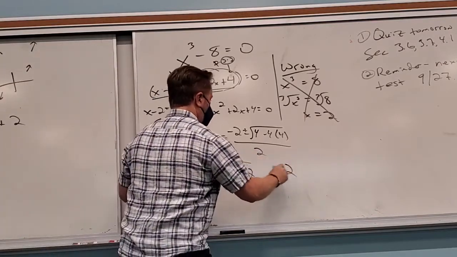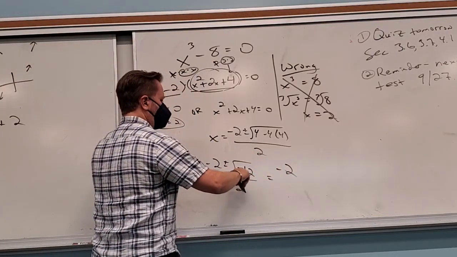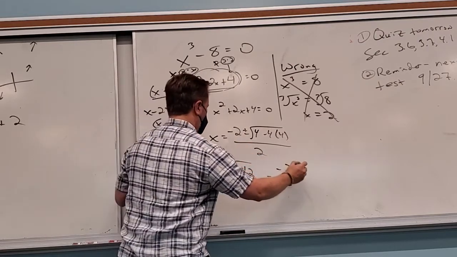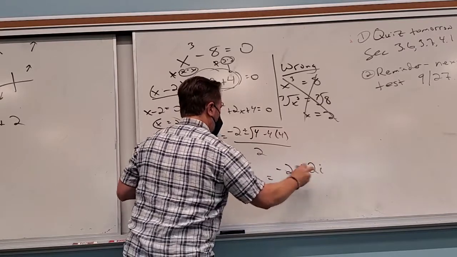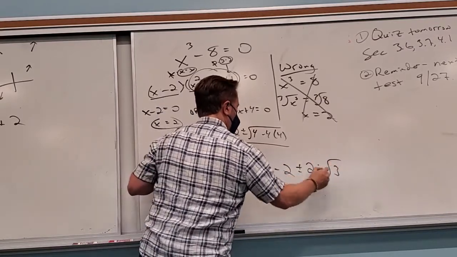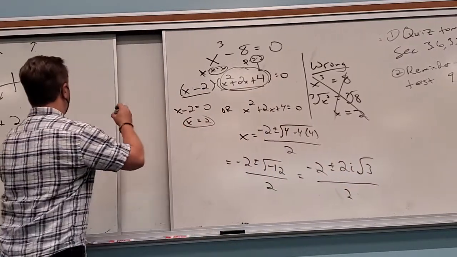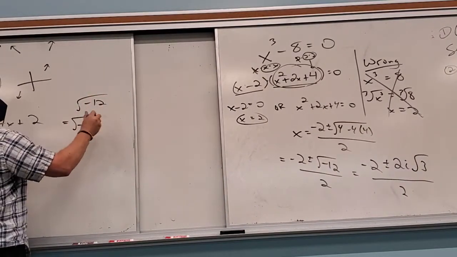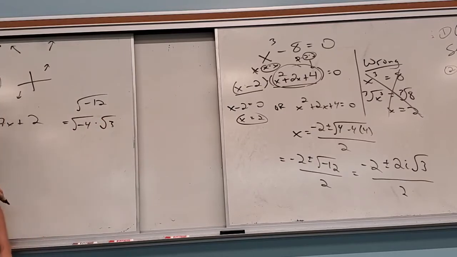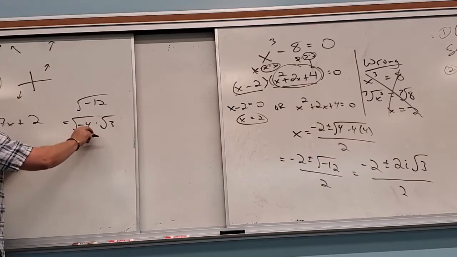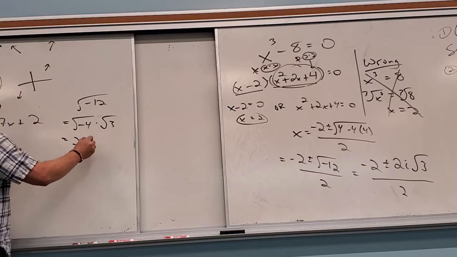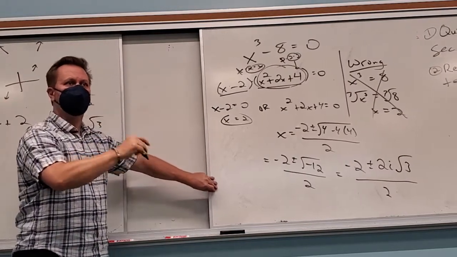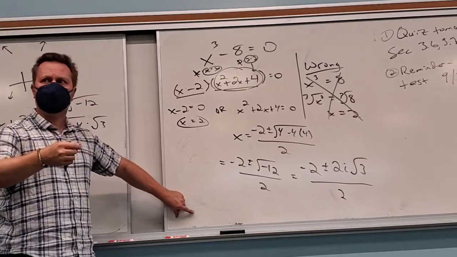And real quick, what's the square root of a negative mean? 12 is 4 times 3. Square root of 4 is 2. There's an i for the negative, and there's a 3 left inside. So let me do that on the side real quick. Square root of negative 12 is square root of negative 4 times square root of 3, yes? Square root of 4 is 2. Square root of negative 1 is i. Square root of 3, I don't know. So you have to be able to simplify radicals.